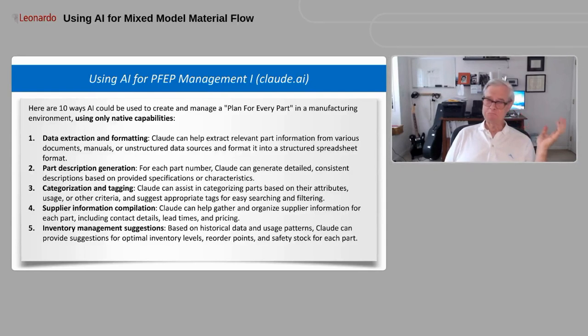Categorization and tagging. Yeah, you could create a column in your plan for every part. If there's some characteristic that you want to isolate and be able to filter on, it could very easily go through and generate that for you. Supplier information compilation, as long as it has access to that information. Inventory management suggestions.